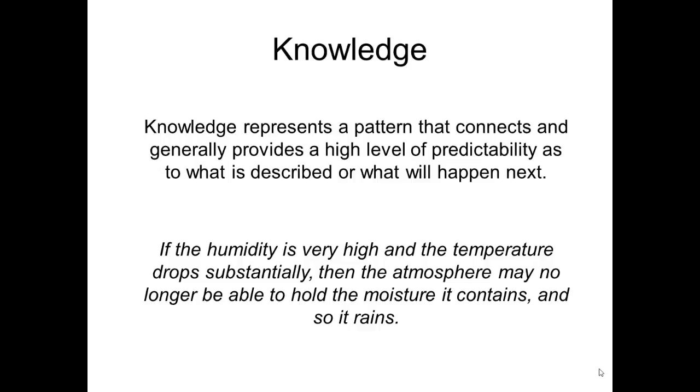So you're taking all these individual observations, connecting them into individual bits of information, and then combining all those bits of information into a whole so that you can understand how a system as a whole operates. So, for example, if the humidity is very high and the temperature drops suddenly, then the atmosphere may no longer be able to hold the moisture it contains. That is not describing an individual relationship between individual bodies of information, but taking those individual relationships to result in a general theory of how things operate.